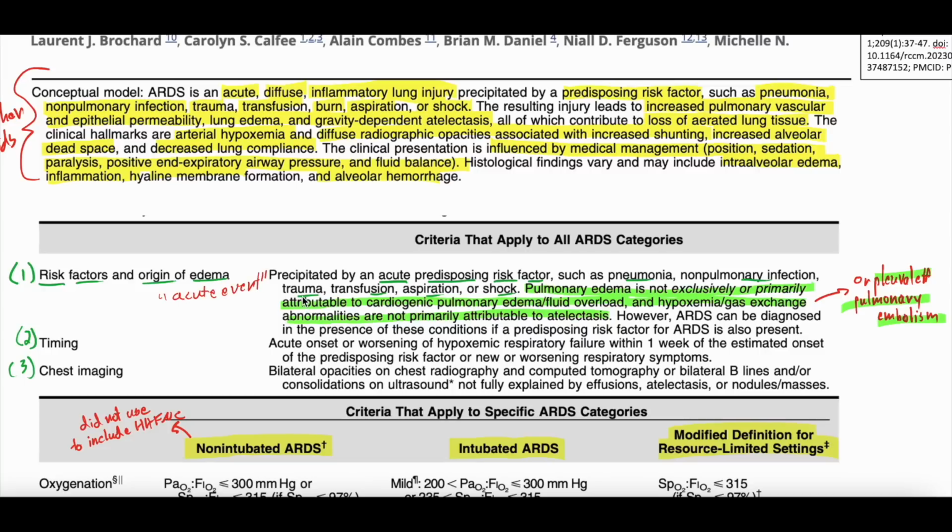And in addition to that, there has to be those bilateral infiltrates. There has to be disease of the lungs, but it cannot be caused by cardiogenic pulmonary edema. It can't just be fluid overload. So it has to be non-cardiogenic. And they go a little further and say it also can't be from atelectasis, which is just some lung collapse. It can't be from a pulmonary embolism.